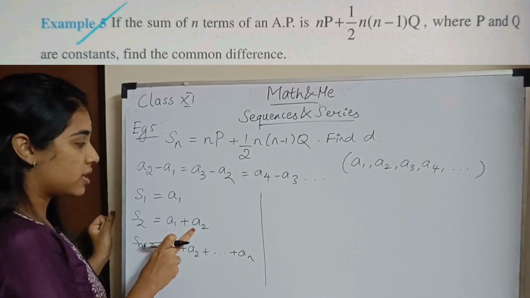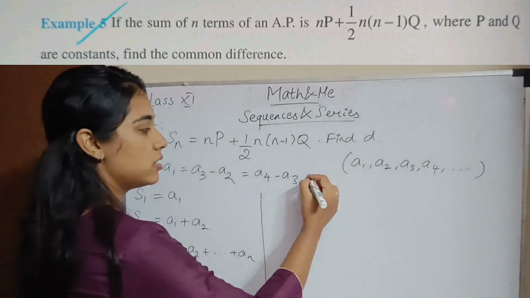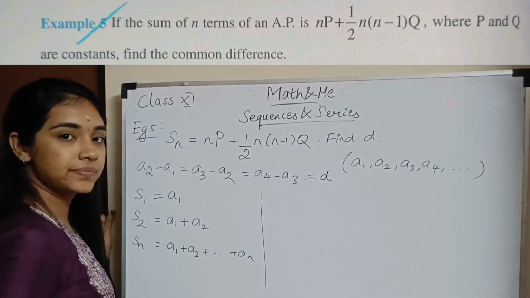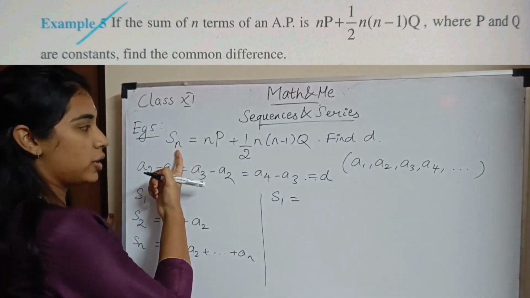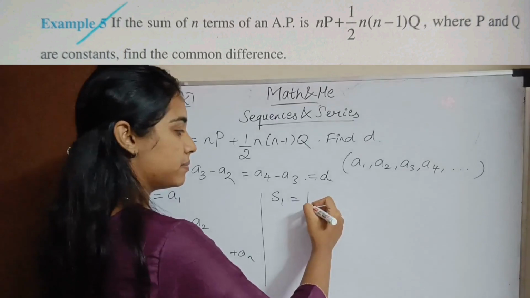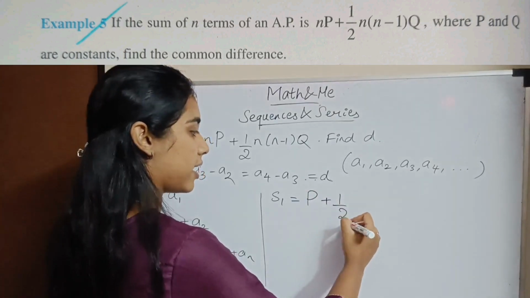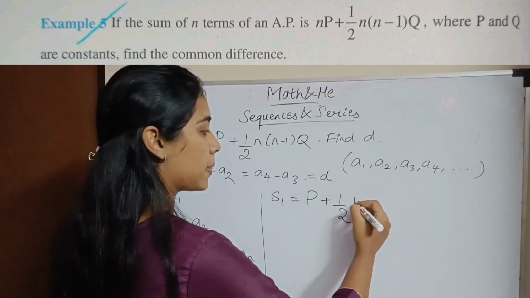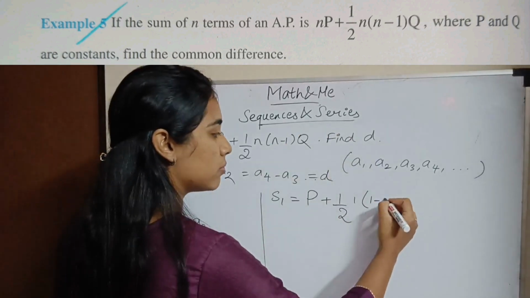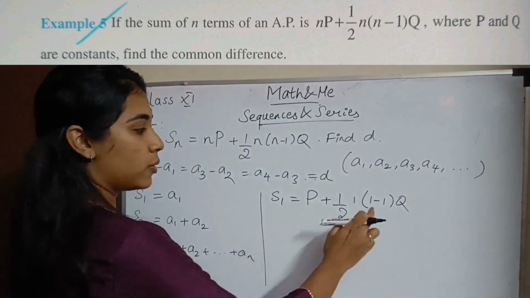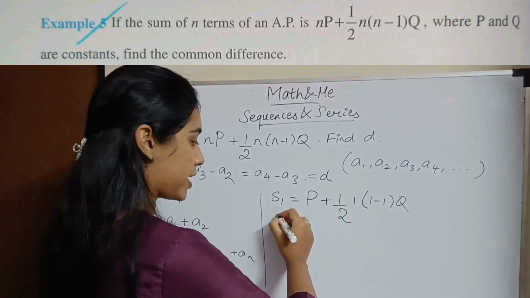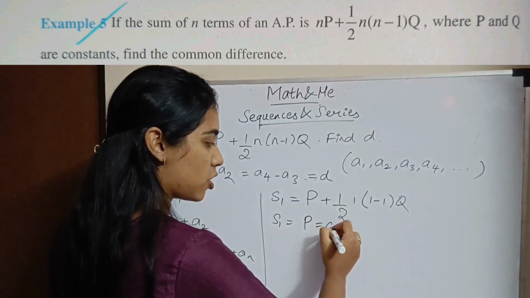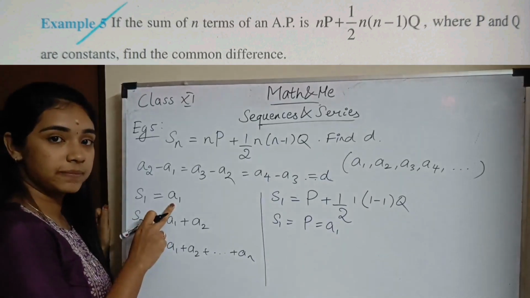Now that we know A1 and A2, I can easily use this to find the common difference. Okay? So what is S1? Substituting 1 for n, I have 1 times p plus half times 1 times (1 minus 1) times q. What is 1 minus 1? 0. 0 times q is 0. Half times 0 is 0. So S1 is p, which is also A1 according to this.